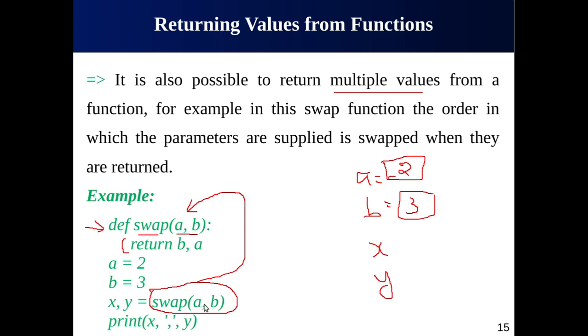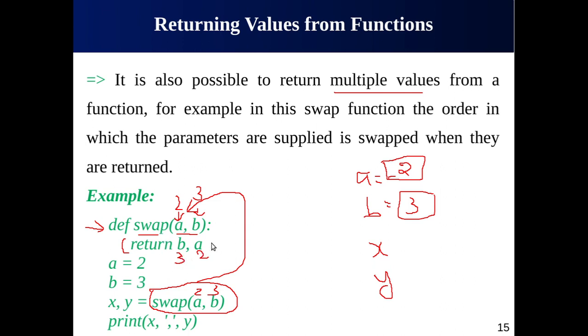You can use different variable names as well, it doesn't matter. The values that we are passing: what is the value of a? 2. What is the value of b? 3. So 2 will be assigned to a and 3 will be assigned to b here. And then we are returning something. Return b and a. What is the value of b? 3. What is the value of a? 2. Now the values are returned in reverse order. That is called swapping. We have swapped the two values that were provided to this function swap.